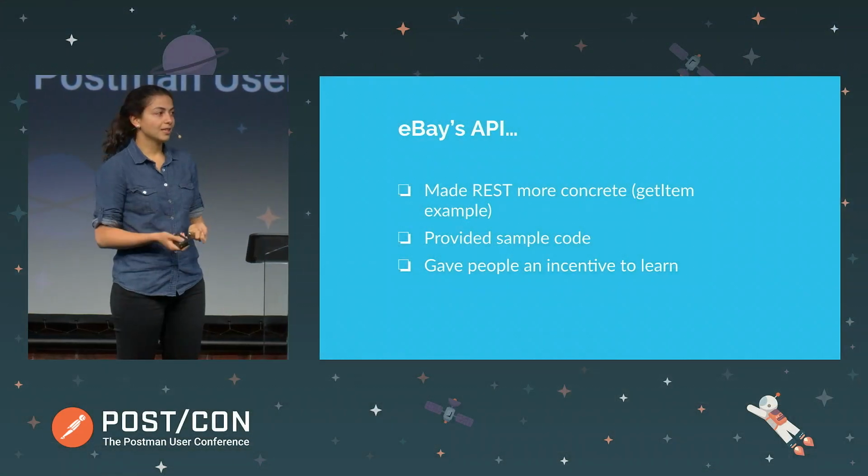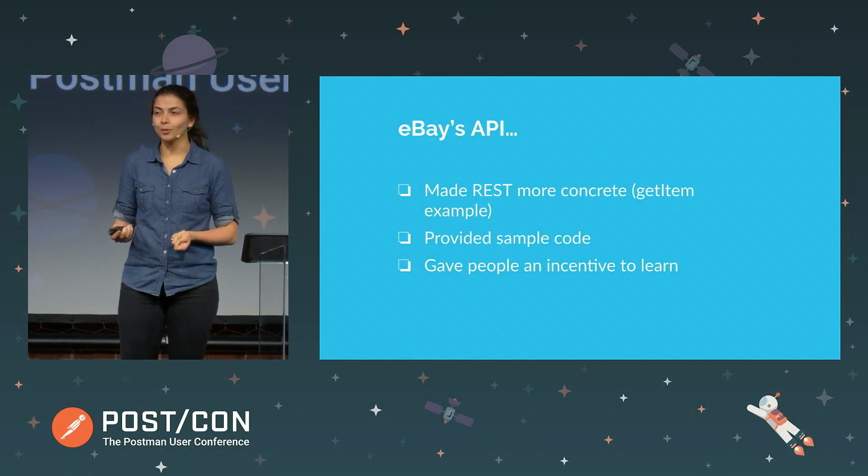The next thing that they did was really critical, was that they provided sample code. And they gave people examples that they could build off of to make doing all of this easier. They showed you what you could expect back, kind of like Postman does today. It's very standard these days, but back then that was revolutionary to say, what can you actually expect from our API? And they gave people an incentive to learn.